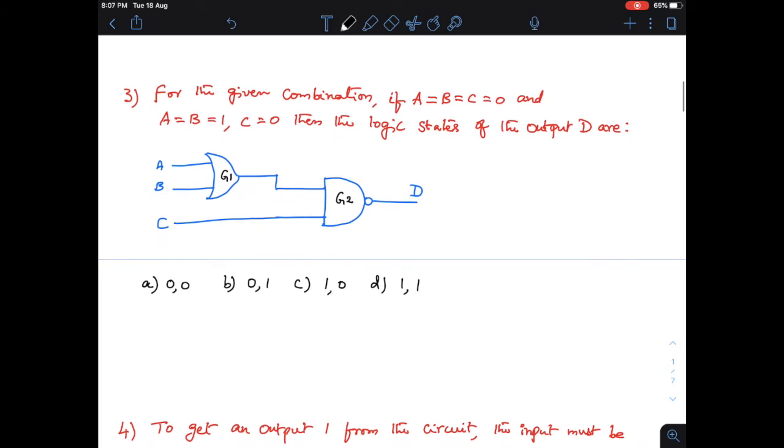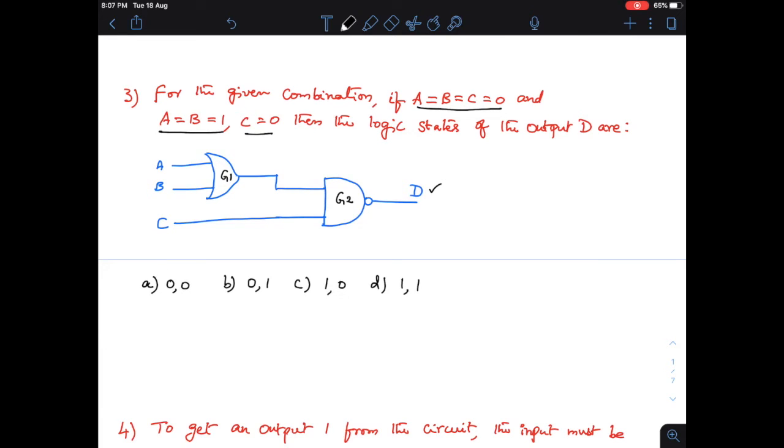Here you have a combination given with gate 1 and gate 2 and the conditions are given: A is equal to B is equal to C is equal to 0, and A is equal to B is equal to 1, C is equal to 0. Then the logic gates of the output D are. So, in these two conditions, we have to identify what is this D.